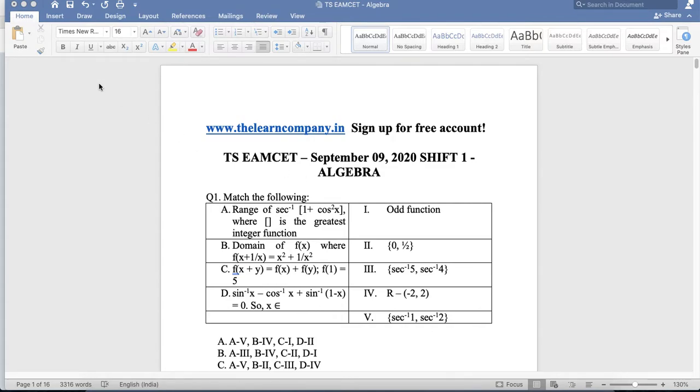So let us start with the first paper that I have taken here. It was September 9 shift 1, and I have done the 19 problems of algebra. So let us just start.